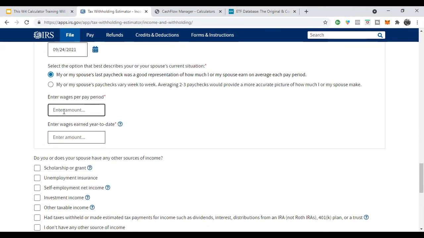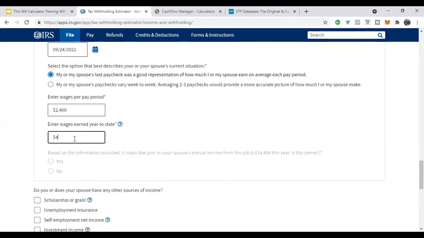So about 5,000. She earns about 5,000 a month, give or take. So we'll shave off. We'll say that she earns about 4,800 a month, so that'll be 2,400 per pay period. So we're gonna do 2,400 per pay period. Wages earned year to date is the month of October. So if she earns about 4,800 a month, then that'll be year to date. So 5,000. So she's about at 48,000 for year to date.